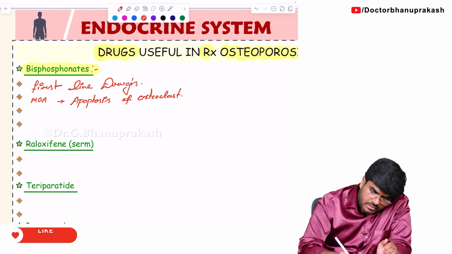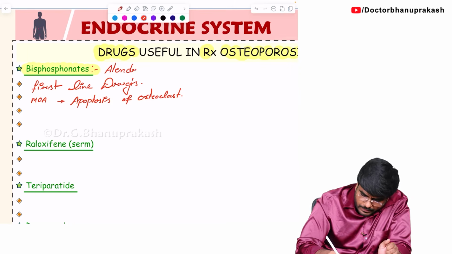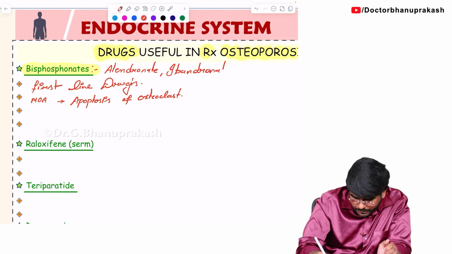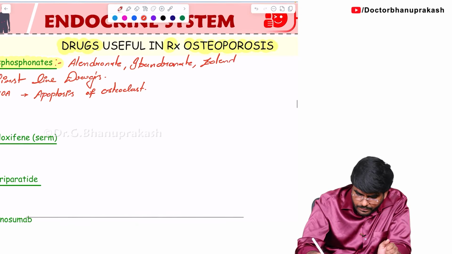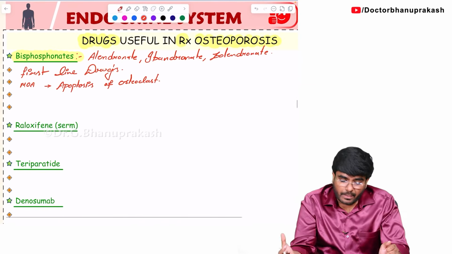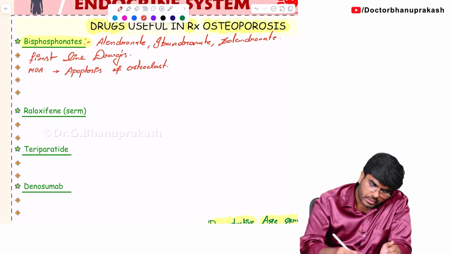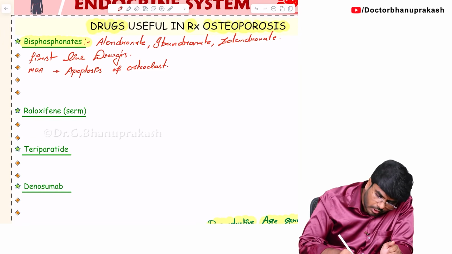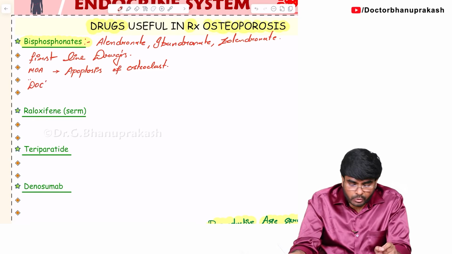Now we'll be having a drug. Sir, can you give me any examples of bisphosphonates? Alendronate, ibandronate, zoledronate. So any drug which ends with the name dronate, alendronate, ibandronate, pamidronate, zoledronate, all these drugs. The mechanism of action is apoptosis of osteoclast. They are the first line drugs, or you can say they are the drug of choice for the treatment of osteoporosis. Drug of choice for the treatment of the postmenopausal osteoporosis.